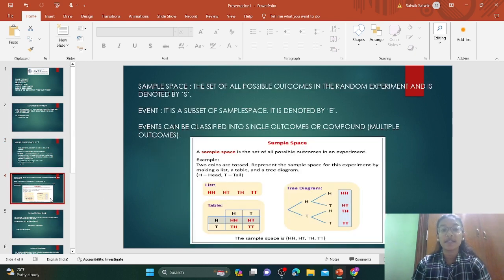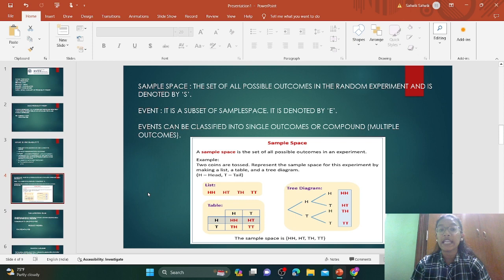The next concept which we are going to see is sample space. The sample space is the set of all possible outcomes in a random experiment and is denoted by S. The possible outcomes like head tail, tail head, tail tail, all this is nothing but the sample space.